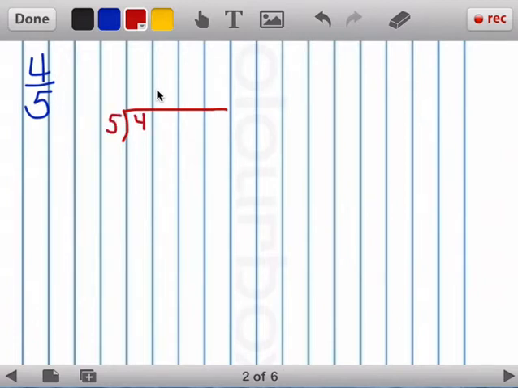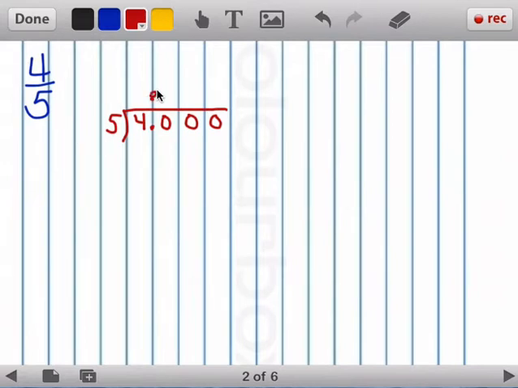Put my decimal point in, and out of habit, out of practice, I always put 3 zeros. I already know I'm not going to need all 3 of them. Okay, and we can put these here because we know that doesn't change the value. Once you put your decimal point in, you can put as many zeros in after that decimal point as you want, and you're not going to change the value of the number.